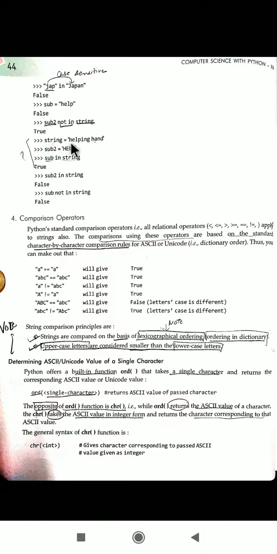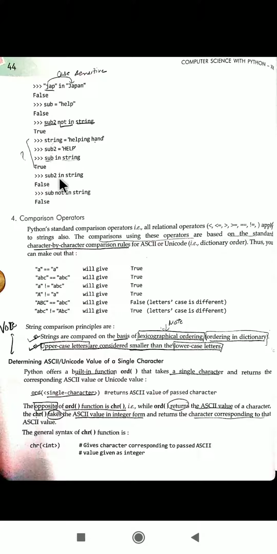Now string, we have defined helping hand. Sub 2 has been defined help. Now sub in string. Fine, the sub was help. Sub was help in helping hand. It is present, help in helping hand, help is present here, so it will return true.